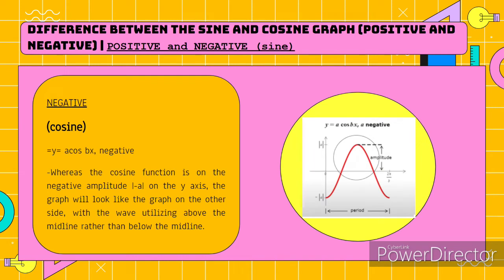Next is the negative function of it. The cosine function is on the negative amplitude on the y-axis. The graph will look like the graph on the side, with the wave going above the midline, unlike the positive cosine function, which goes below the midline.